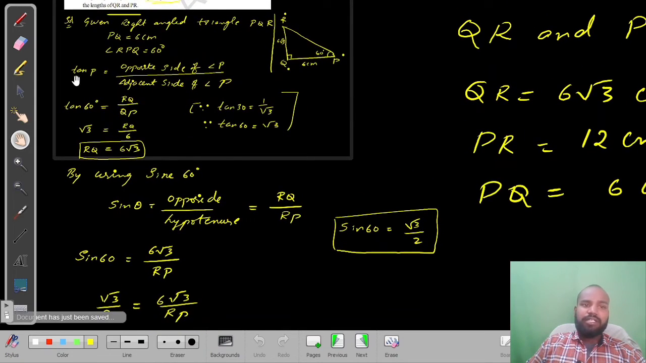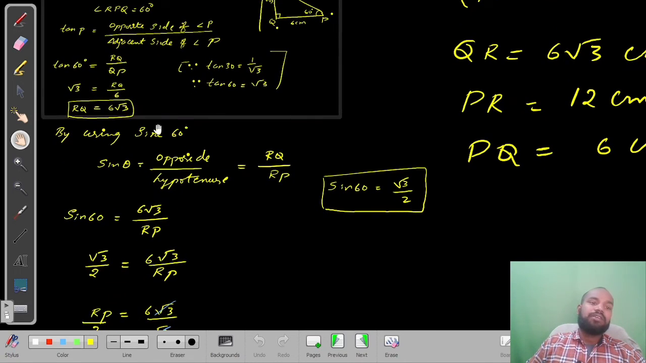So first we use the tan P value. What is the tan formula? Opposite side by adjacent side. So here, 60 degrees at angle P, tan 60 equals opposite by adjacent. The opposite is RQ and the adjacent is QP. We know tan 60 value is root 3. The RQ value we don't know, and QP is given, that is 6 centimeters. So I substitute 6 centimeters here, then RQ is equal to 6 root 3.